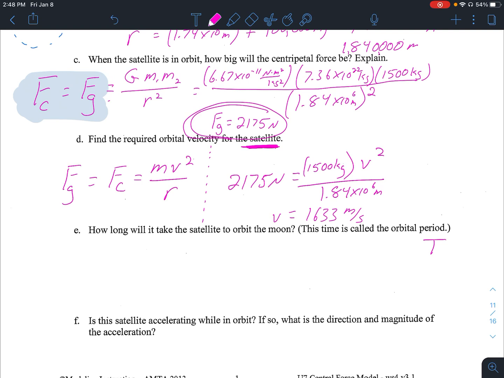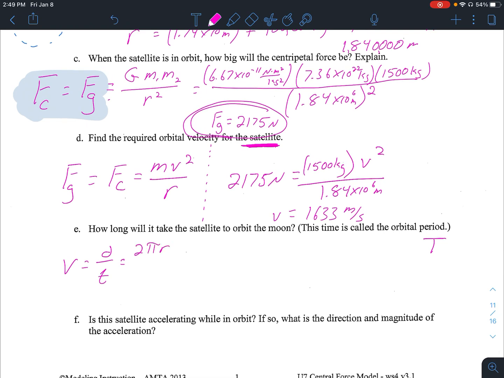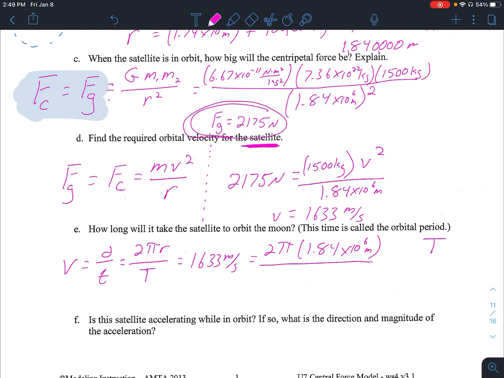So let's see. We're looking at the basic scenario of velocity, or speed, equals distance over time, where the distance is circular. Like our lab, it's the circumference of a circle, 2 pi r. We're looking for the period. We know the velocity was 1,633 meters per second. It's going to equal 2 pi times our radius from before, and we can solve for our period.